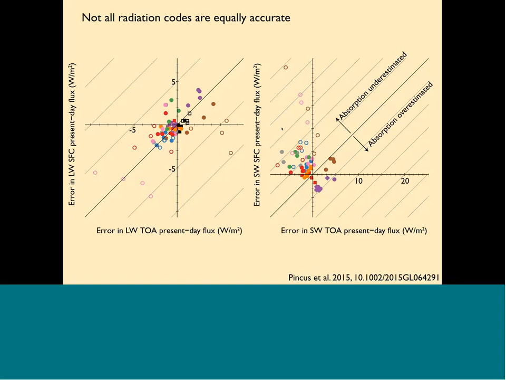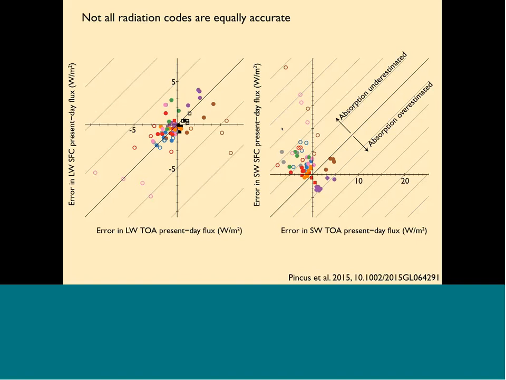I'm showing you on the horizontal axis top of atmosphere fluxes. On the vertical axis, there are surface fluxes. And so the diagonal lines are iso-lines of error in absorption. What you see is that, roughly speaking, the magnitude of the errors in the longwave is less than in the shortwave. Partly that reflects the fact that the fluxes in the longwave tend to be lower, but it also reflects the fact that the spectroscopy, the underlying relationships between opacity of the atmosphere and the composition and temperature of the atmosphere, has been better established for longer with respect to the longwave than the shortwave.